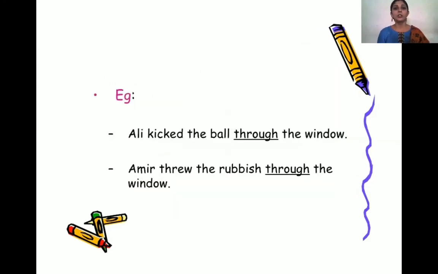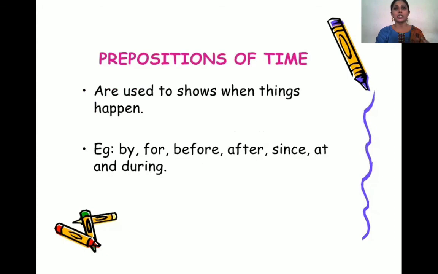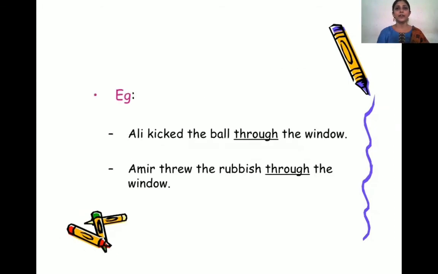Ali kicked the ball through the window, so the ball goes out of the window. Then Amir threw the rubbish through the window. This is the bad habit that many people have, throwing the dust, throwing the filth out of the window, so through the window. So that also shows the object in motion. All right. So these are various prepositions of direction.